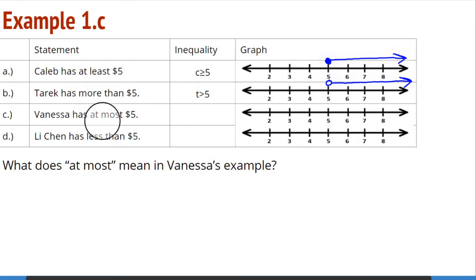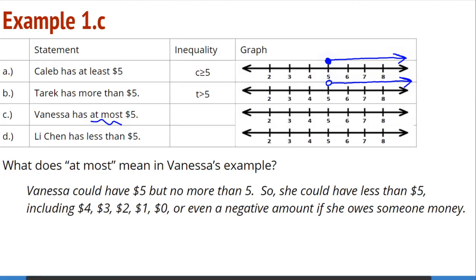When it says someone has at most, what does that mean? It means the very most that they have. The very most that it is possible for Vanessa to have is $5. She can't have more than 5. So Vanessa could have $5, but no more than 5.